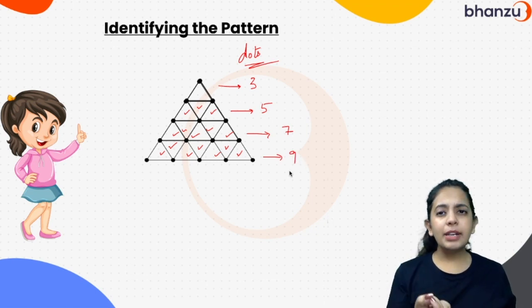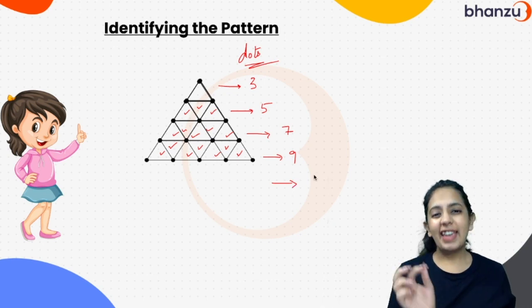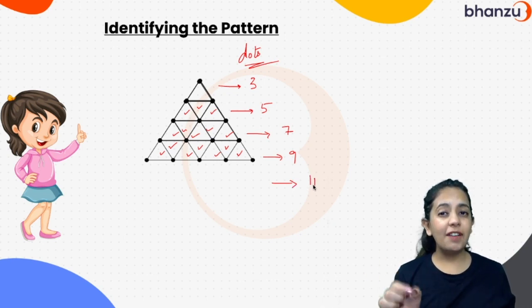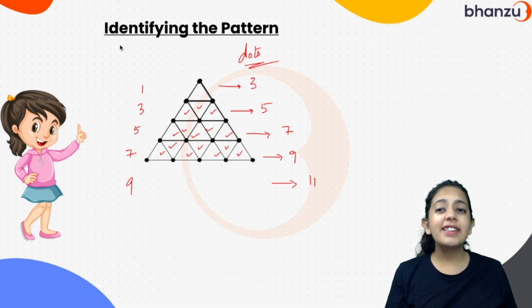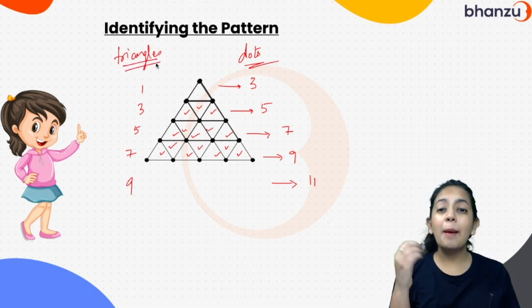So tell me, how many dots and how many triangles would be there in the next one? Yes, you're correct. There would be 11 dots and 9 triangles. Here there's just one triangle, here there are 3 triangles, there are 5 triangles here, there are 7 triangles here, and there will be 9 triangles in the next one. So my dear, this is also a pattern.